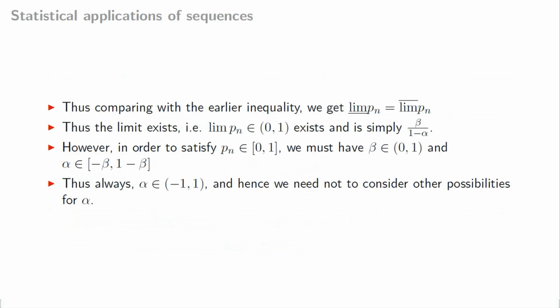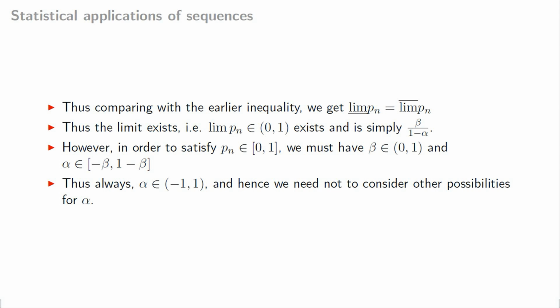Again, from the definition of limit superior and limit inferior, we always have for any sequence limit inferior of Pn less than or equal to limit superior of Pn, and hence comparing with that obtained from the recurrence relation, we find that limit inferior of Pn is nothing but limit superior of Pn. Thus, from the properties of limits, the limit exists. That is, the limit of Pn belongs to [0, 1], is finite, and is simply beta by 1 minus alpha.